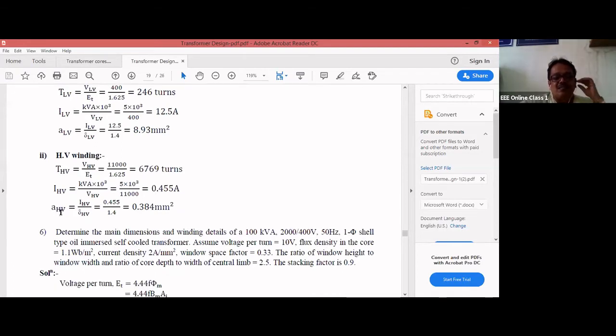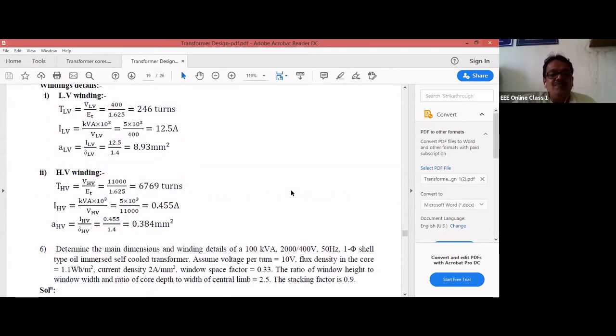Similarly, find out the area of cross section of HV winding, IHV by delta HV. Put the values. So what we got here? 0.384 mm square. Okay. This will be a lengthy problem. This type of problem will last for 12 marks, more than 10 marks. If they ask the entire dimensions and windings, they'll go for 12 marks or 14 marks.